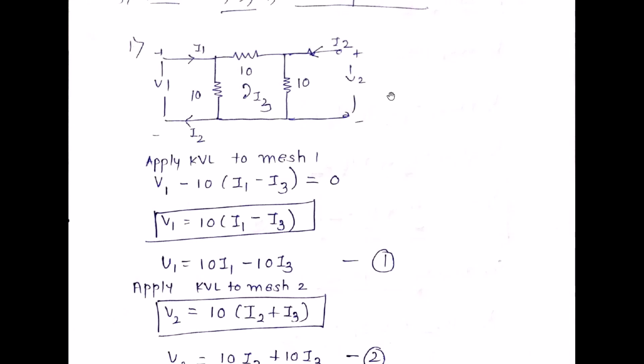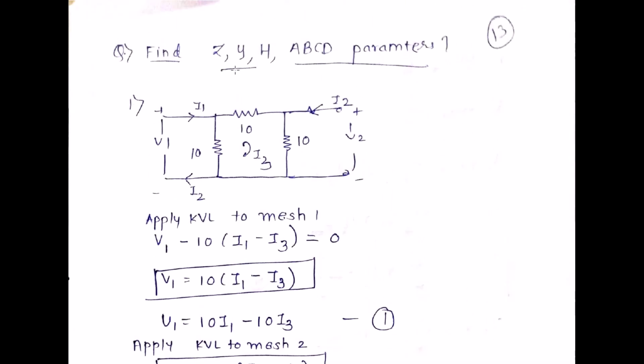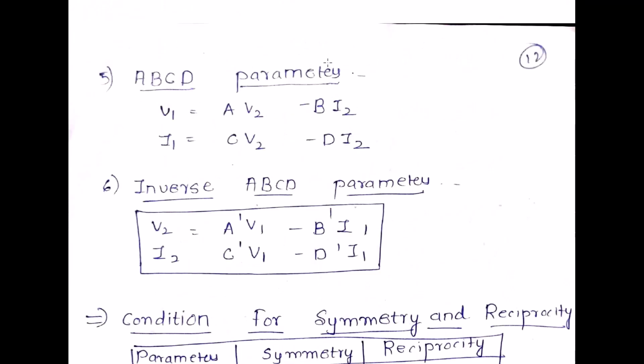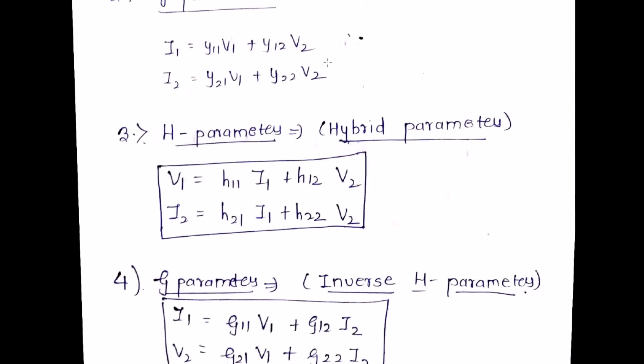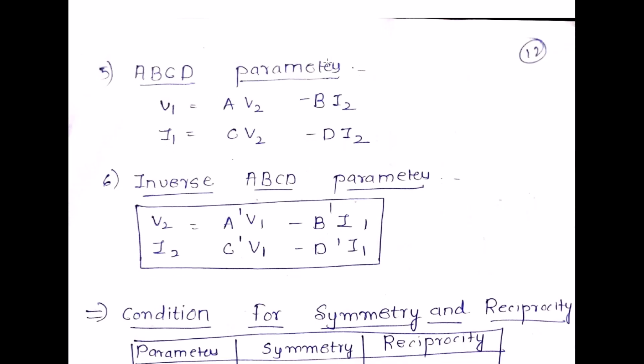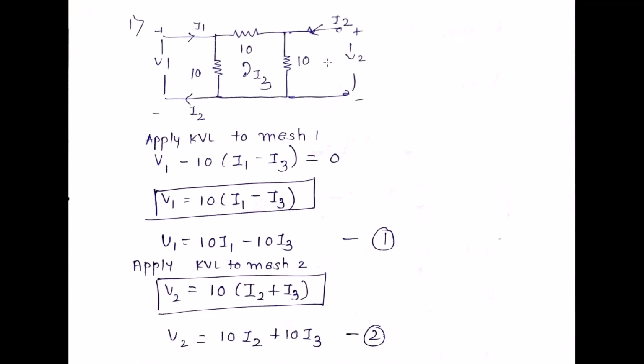So if you look at this particular circuit, we have V1, I1, and a resistor combination of 10 ohms, 10 ohms, 10 ohms. We have V2 and I2. The question is to find out the Z, Y, H and ABCD parameters. For that, firstly, you have to be very clear with the Z parameter equation, Y parameter equation, H parameter equation and ABCD parameter equations. Now this circuit is given to you. You have to find out different values.